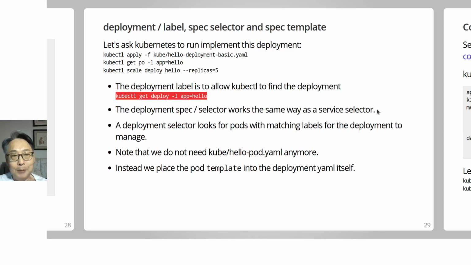So the deployment spec works very much like a service selector. I already spoke about that. Notice that we do not reference hello pod anymore. Hello pod can be deleted if we want to. Instead, we use the hello deployment. The hello deployment basic.